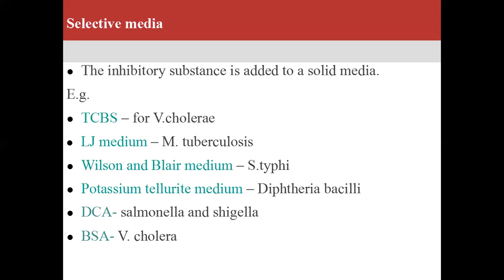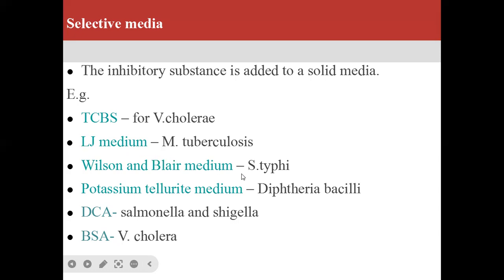So here, selective media and enrichment media both have inhibitory substances. They suppress the growth of unwanted bacteria and they promote the growth of wanted bacteria. But enrichment media is the liquid media and selective media is the solid media. For example, TCBS medium supports the growth of only Vibrio cholerae, and LJ medium, that is Lowenstein-Jensen medium, supports the growth of only Mycobacterium tuberculosis.